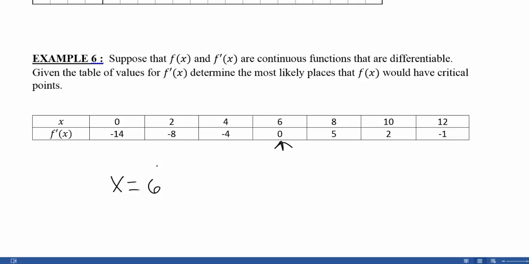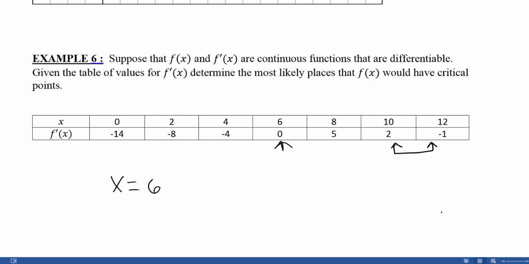However, there's another sneaky one kind of hidden in here. So we see here at the end of the table, between x equals 10 and x equals 12, the derivative changes signs. It goes from +2 to -1. In order for a function that is continuous to change signs from positive to negative, it has to go through 0, which means that somewhere between 10 and 12, there's another spot where my first derivative equals 0.